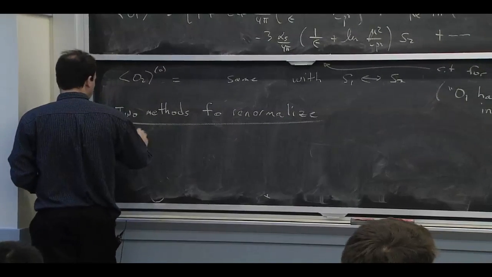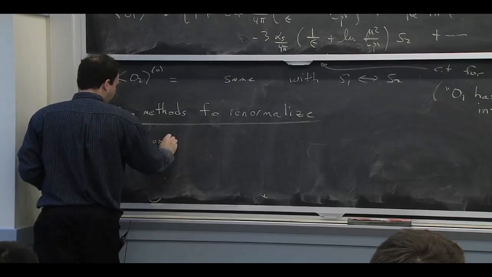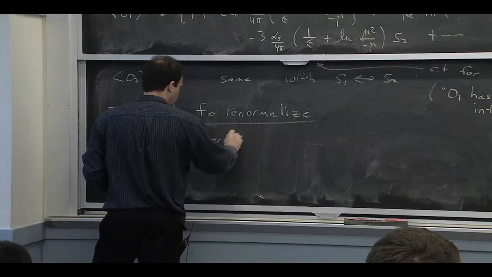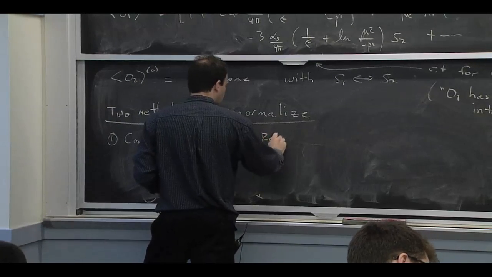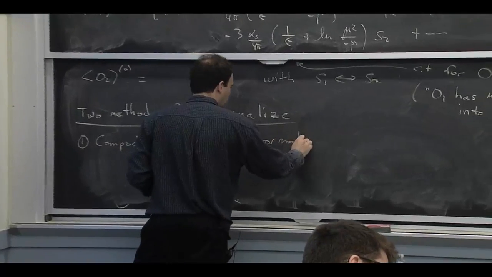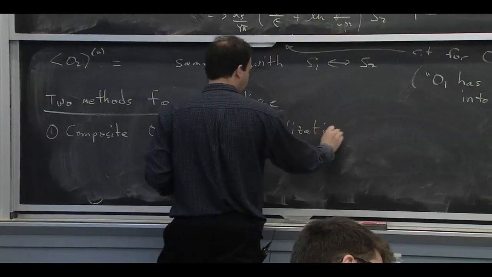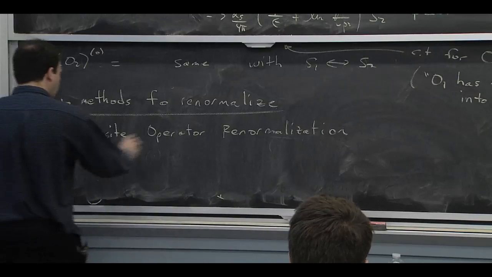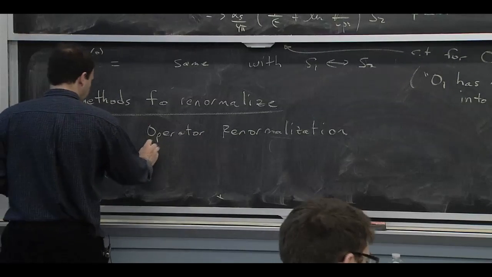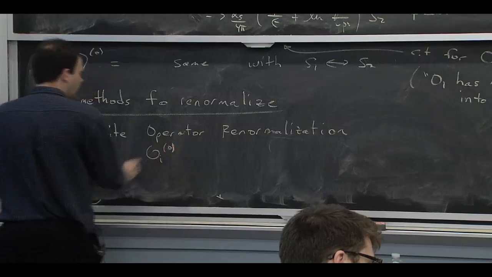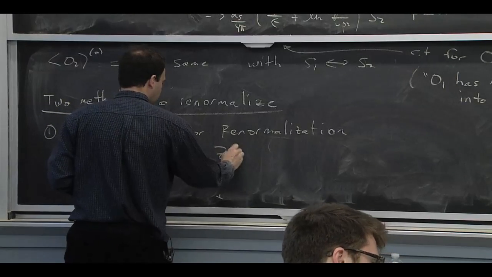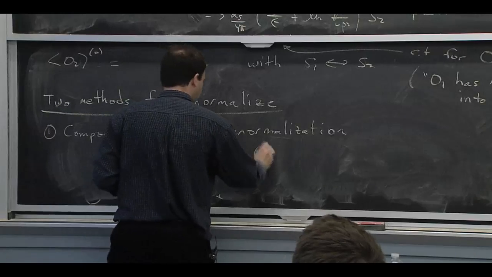So method one is called composite operator renormalization. It's useful to know what things are equivalent so that you know what you can get away with ignoring. So what is composite operator renormalization? Well, you think about having a bare operator, and you need to introduce some constants to renormalize.